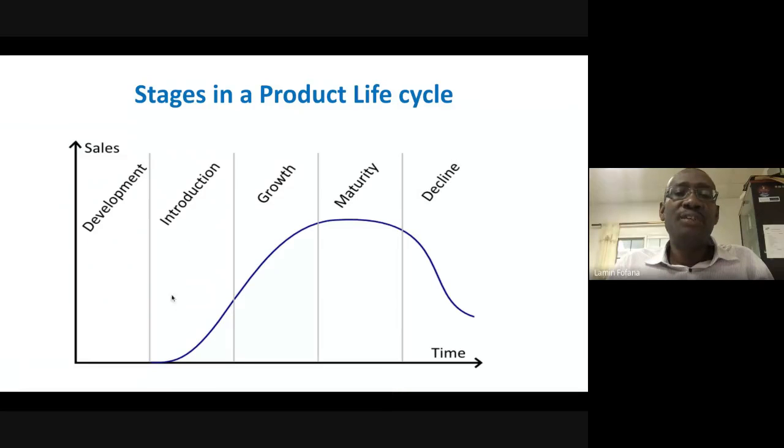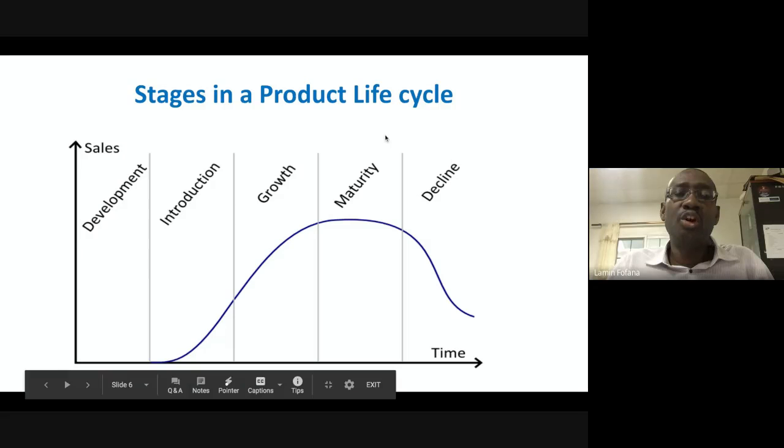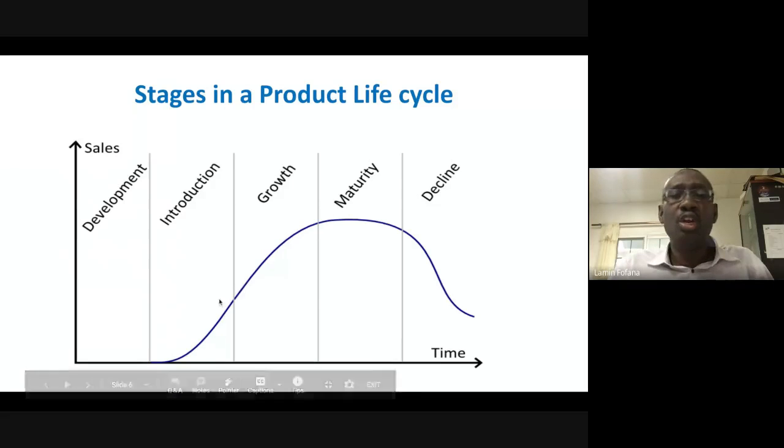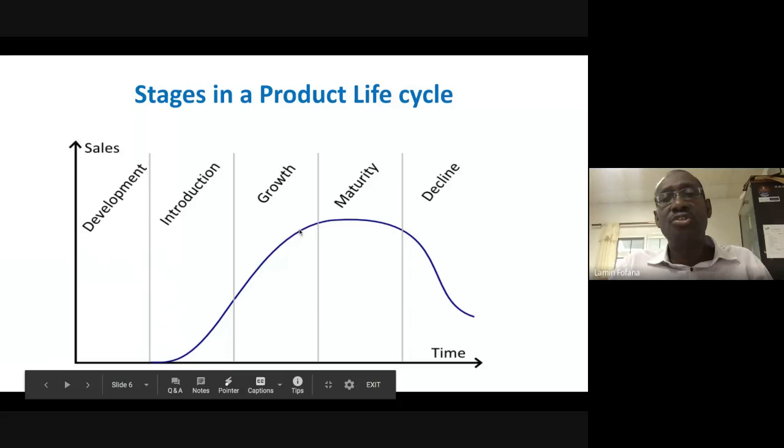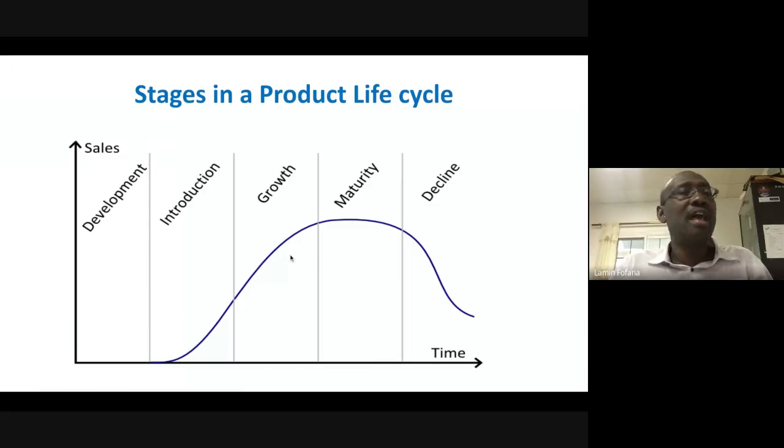Then what happens if it is introduced? It does not just jump to maturity, but it grows. So that's why you have the growth stage. After growing, it cannot be continuous. When you grow, just like a human being, you will grow as an adult, but you will come to a stage whereby you will reach your maturity stage. And what that means is you're going to stop growing. And if you stop growing, naturally what happens? You are going to decline.